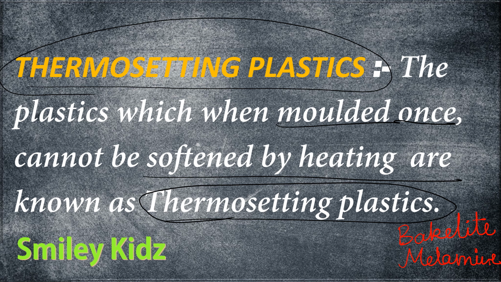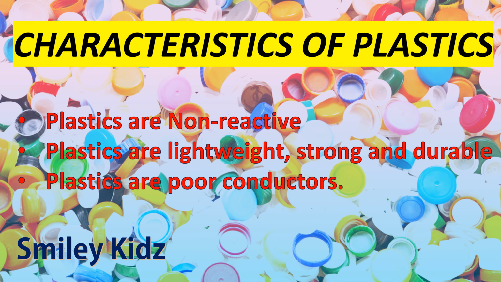Bakelite is used for making electrical switches, handles of various utensils, etc. And now talking about melamine. Melamine is used for making floor tiles, kitchenware and fabrics which resist fire. Characteristics of plastics. Plastics are non-reactive. Plastics are lightweight, strong and durable. Plastics are poor conductors. Let's learn about these characteristics of plastics in detail.